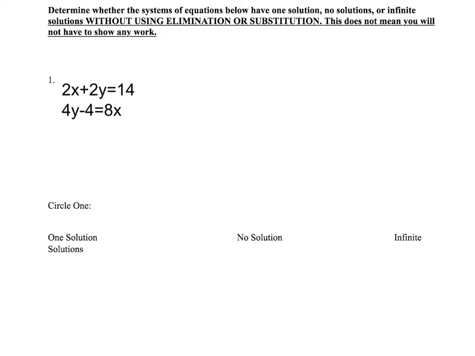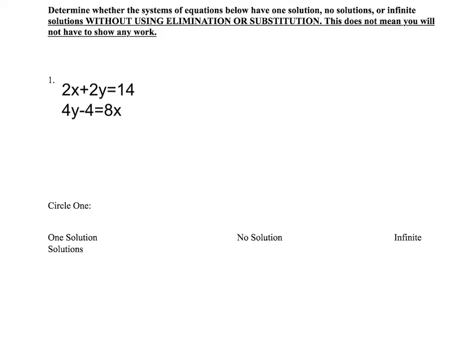The last section in this review packet is something that really was an issue for a lot of people on the mini celebration we already took. And what it asks us to do is determine whether the system of equations has one solution, no solutions, or infinite solutions without solving, so without using elimination or substitution. This doesn't mean you're not going to have to show work, and we're going to go through the work you're going to need to show right now.